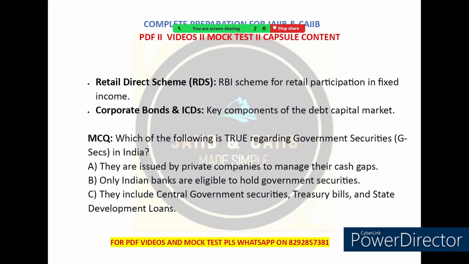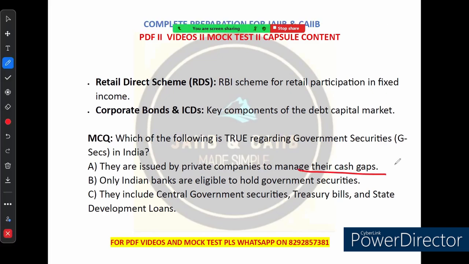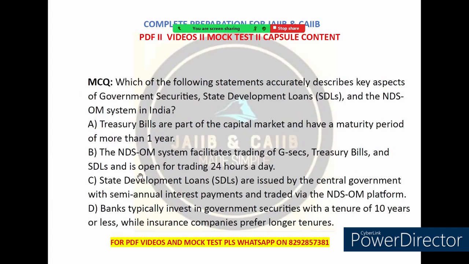Now let's recapitulate all these points through MCQs. The first question says, which of the following is true regarding government securities? See, option A says that these are issued by private companies to manage their cash gap. This is incorrect, because treasury bills are a part of the money market, and I think it is regarding the government. Okay. So first let's go to the second question, that is about the treasury market, right? And then I will come to this particular one.